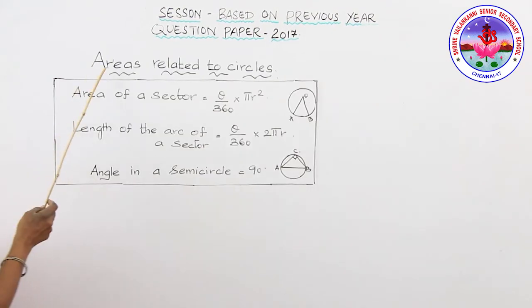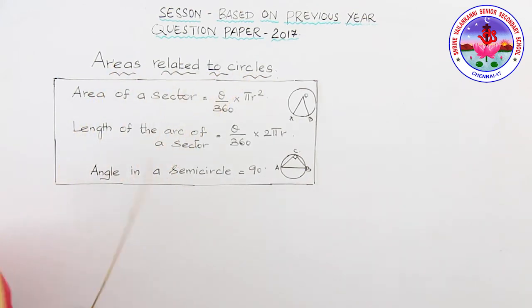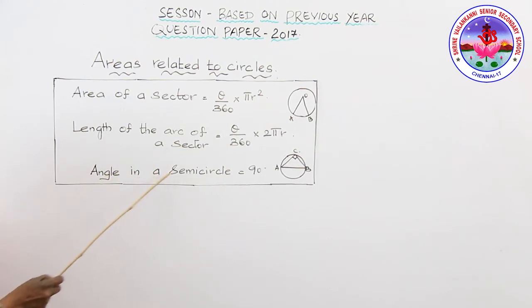Next, we are going to solve the problems related to the Areas Related to Circles chapter. Before doing these problems, you should know the formulas for finding the area of a sector, the length of the arc of a sector, as well as the angle in a semicircle.